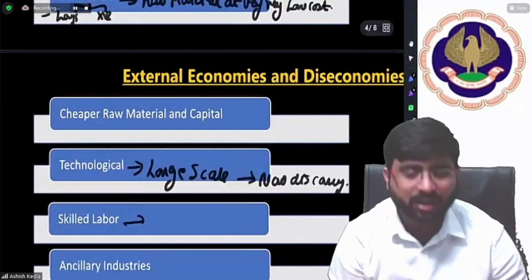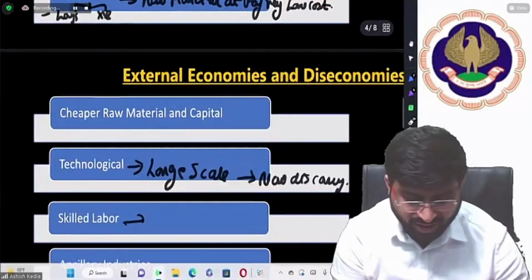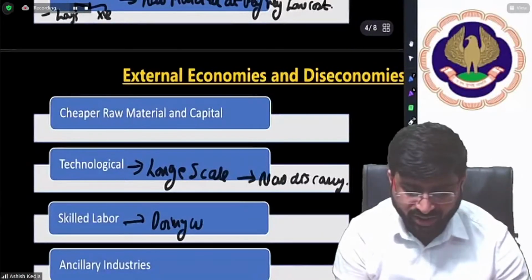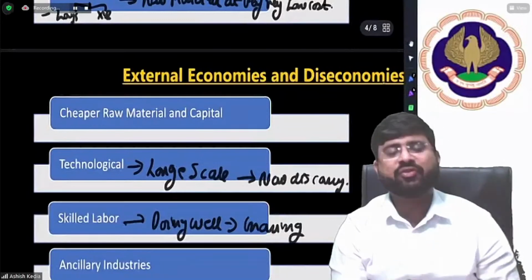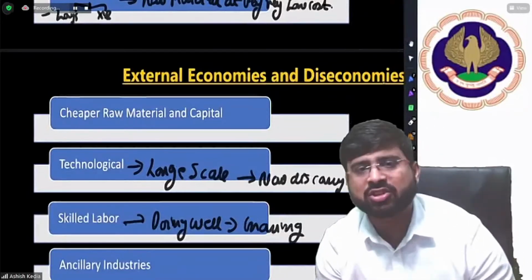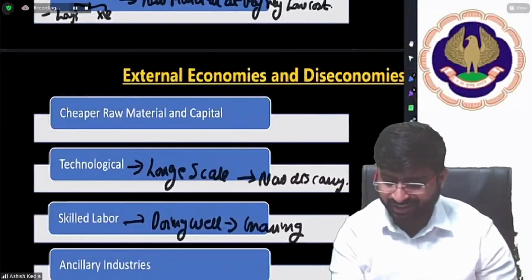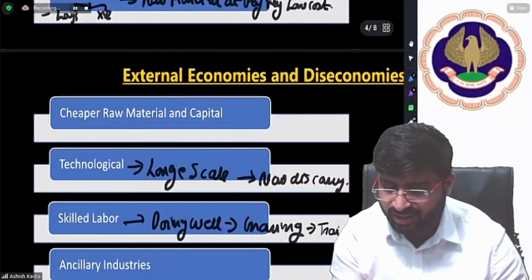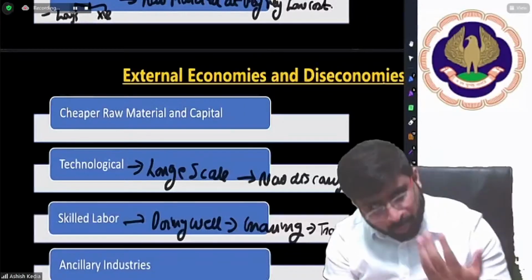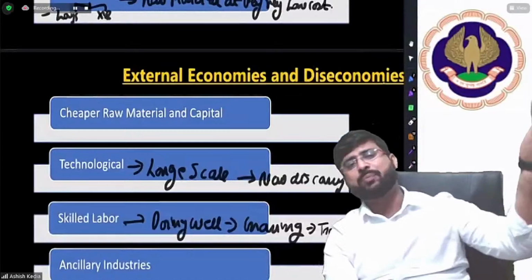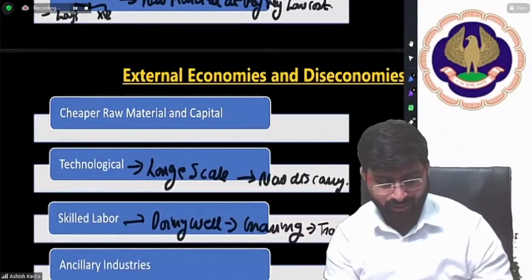Next is skilled labor. Obviously, my dear friends, if an industry is doing well, if an industry is growing, pay attention. If an industry is doing well, if an industry is growing, then the laborers will start taking training because they want to work in such industries. And this will make skilled people. And when skilled people work in your organization, obviously production takes place on a large scale. And that is another advantage in that manner.